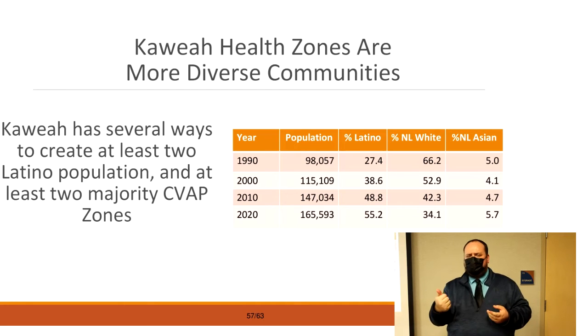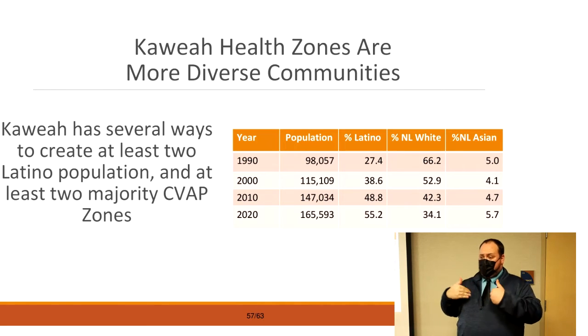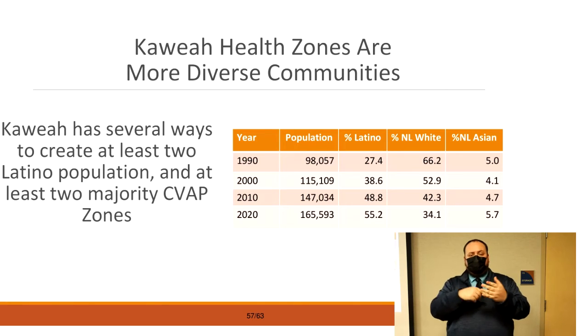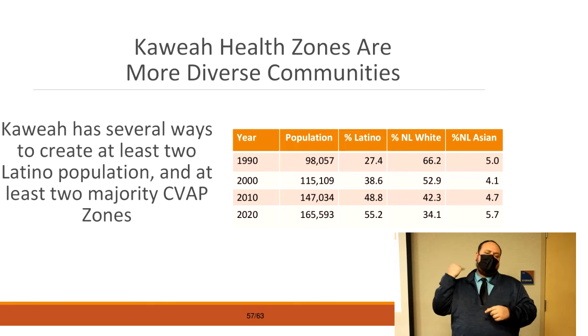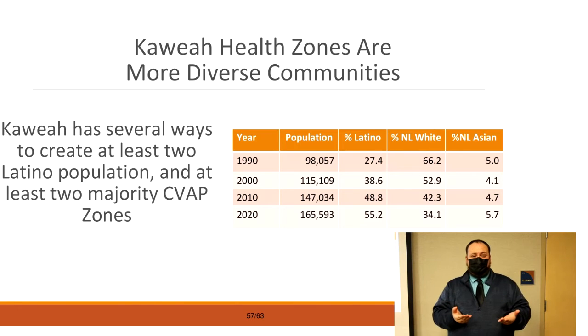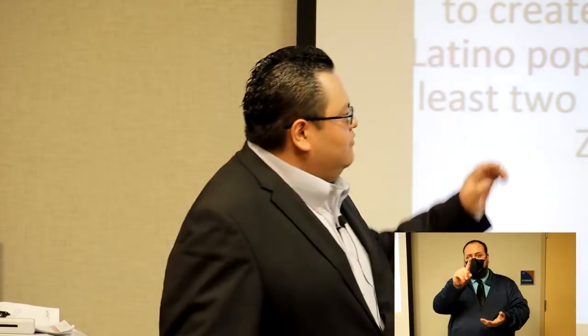This beautiful graph that we have right here shows the data that you guys were able to present me with last time, and you said that the last time that redistricting happened here for Kaweah Health zones was in 1990. So we can see that in 1990 we had 98,000 people living within our zones, and then in 2000 it went up to 150,000, and 109, right? And then we can see that the numbers begin to change and add up.